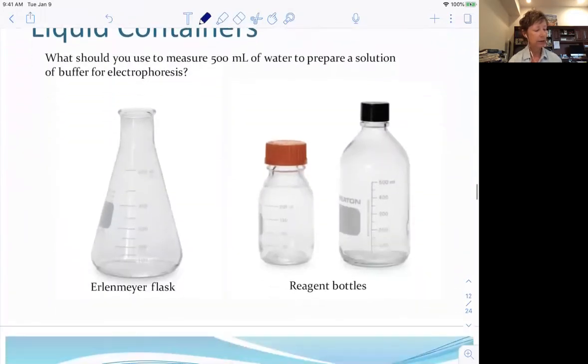So liquid containers include Erlenmeyer flasks and bottles. These reagent bottles can be storing media or solutions, and these are great because you can autoclave them and sterilize them, and I'll talk about that in just a second.